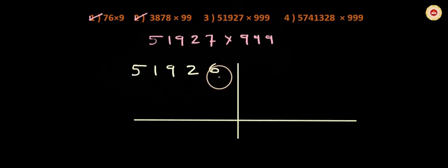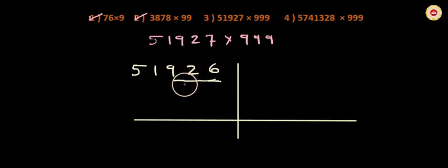Now let us calculate the right part. Count the number of nines in the multiplier. How many nines are there in the multiplier in this example? There are 3 nines. 1, 2, 3. So mark 3 digits from right to left. First digit, second digit, and third digit.